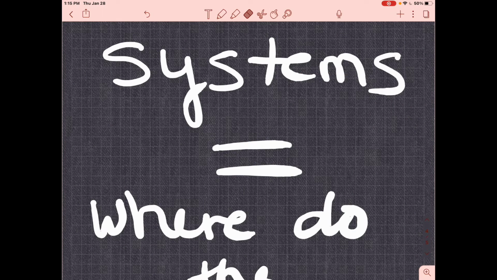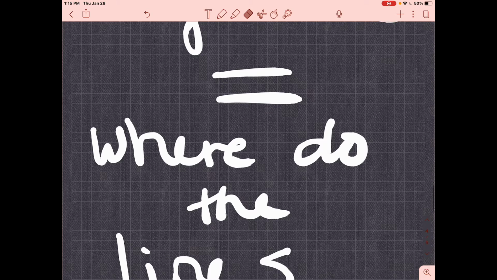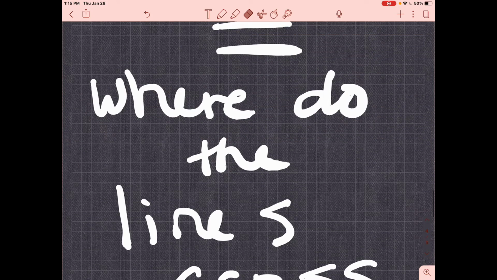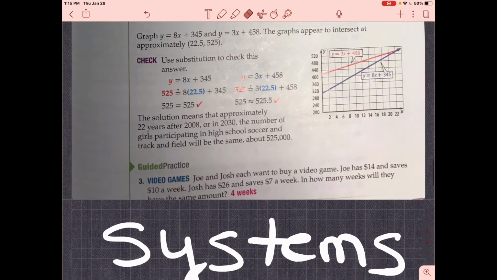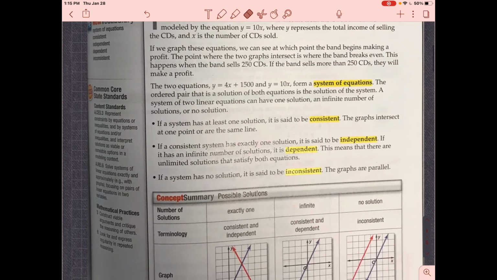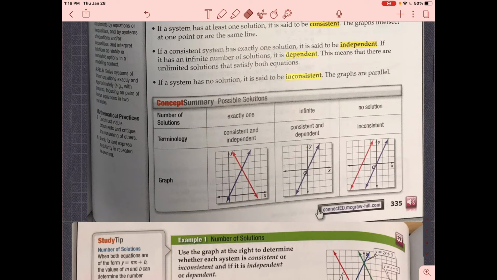For this entire chapter, every time you hear the word systems, I want you to think, where do the lines cross? The whole point of this chapter is we have information and we want to put the information together and find out if our lines on our graph cross and where they cross. We have some vocabulary that we need to deal with. We basically have 3 situations we want to talk about.